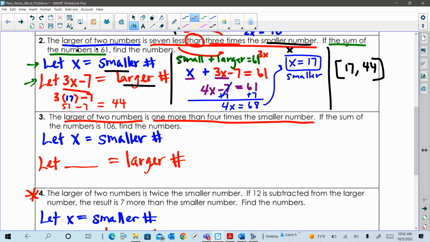Okay, so 1 more than 4 times, right? We're doing 4 times the smaller, so that ends up being 4x, right? But we're doing 1 more than that. Remember, if it's more than, we need to switch these around. So who has the expression for the larger number? 4x plus 1, yeah, 4x plus 1.